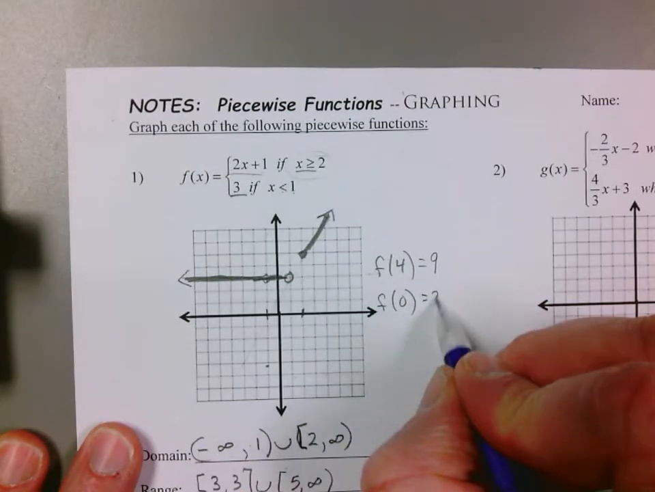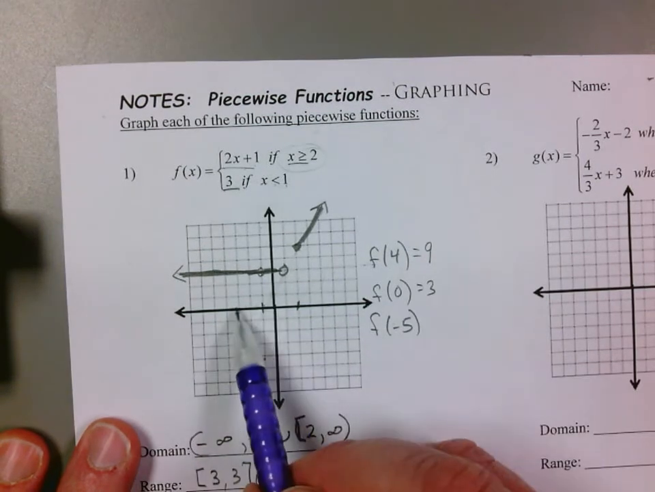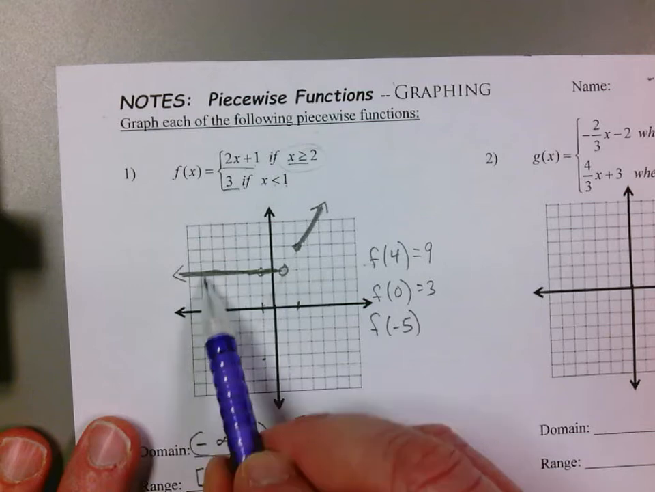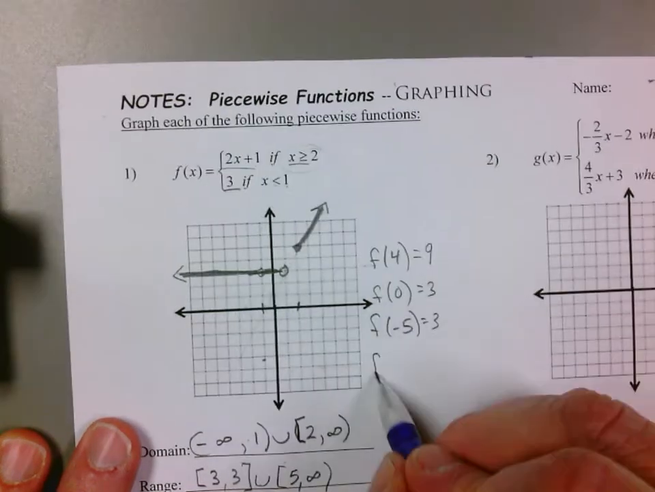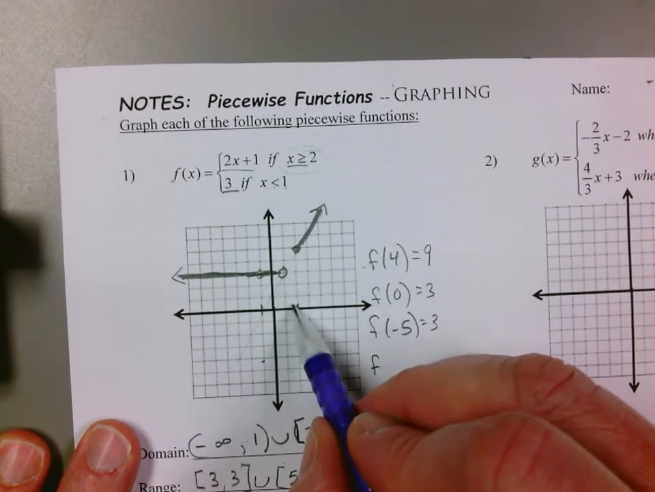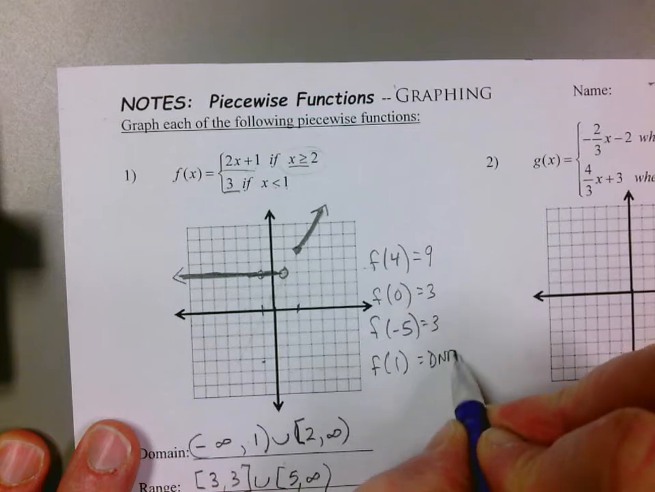F of negative 5. 1, 2, 3, 4, 5. I'm at that function, so f of negative 5 equals 3. So you're just determining where you're plugging in. If it said f of 1, that does not exist. It's undefined. There's no value there for 1.